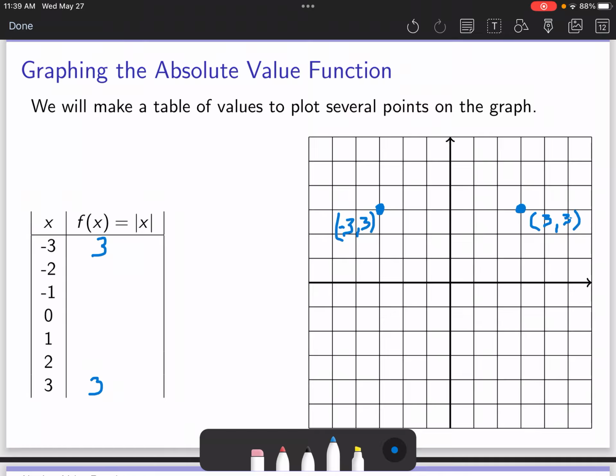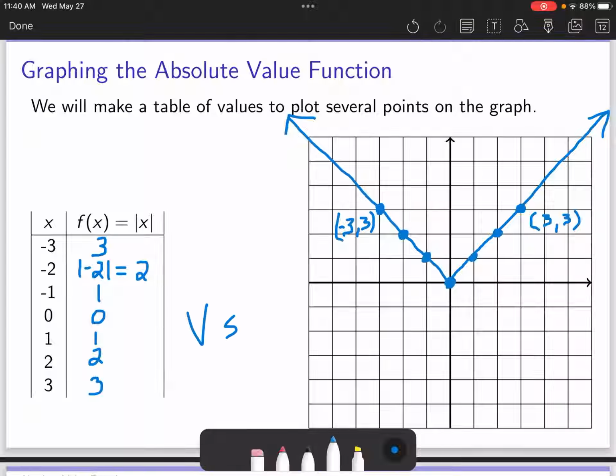We have the absolute value of negative 2 is equal to 2. So that would be this point here. The absolute value of negative 1 is equal to 1. The absolute value of 0 is equal to 0, so we pass through the origin, the point 0, 0. The absolute value of 1 is equal to 1. The absolute value of 2 is equal to 2, and so forth. If we connect these dots, we actually get a V shape.